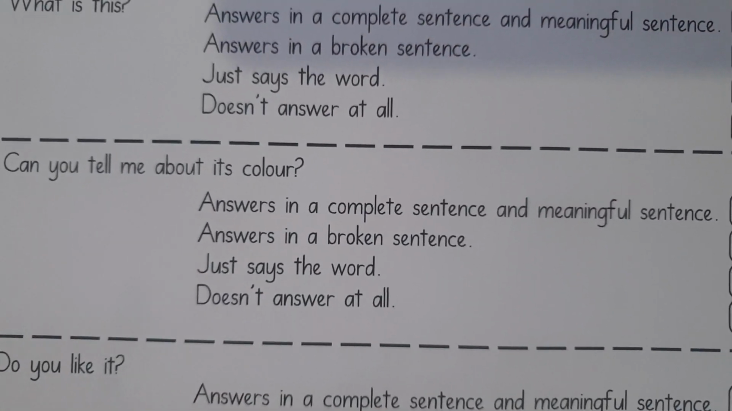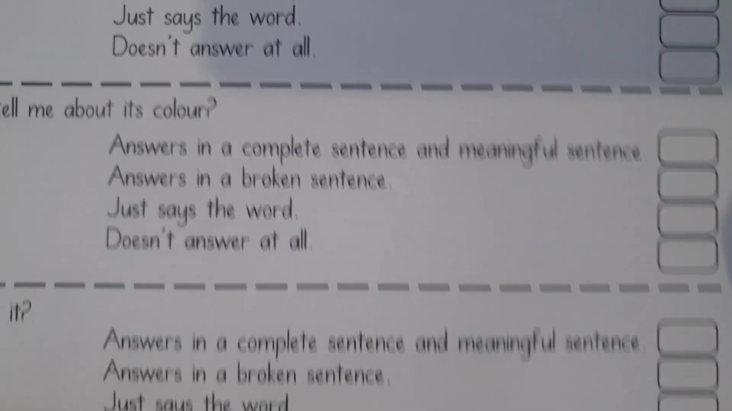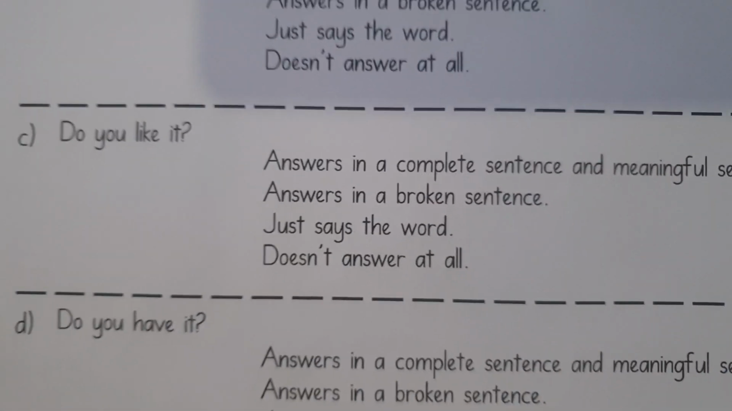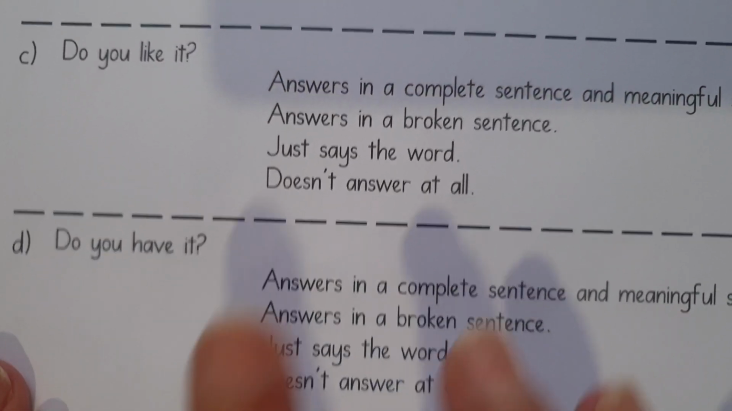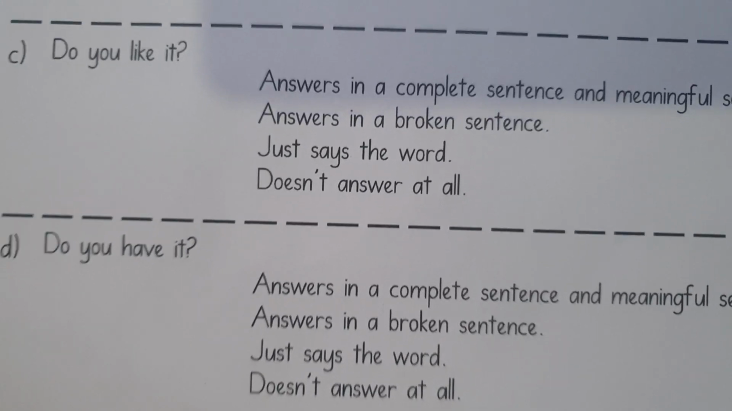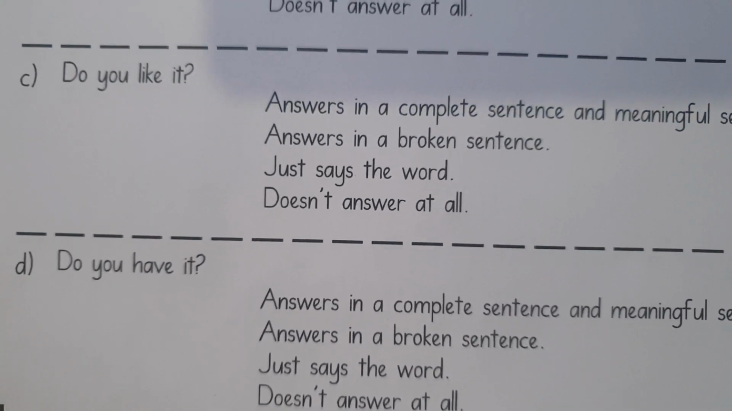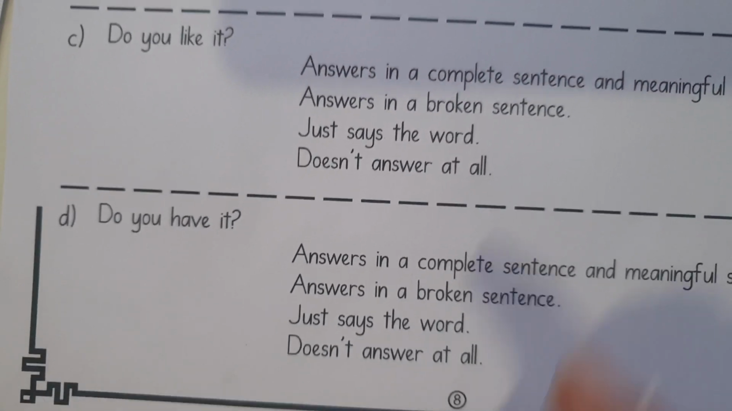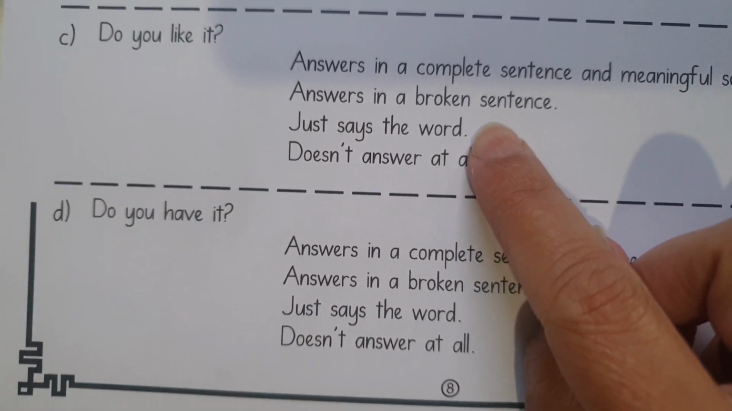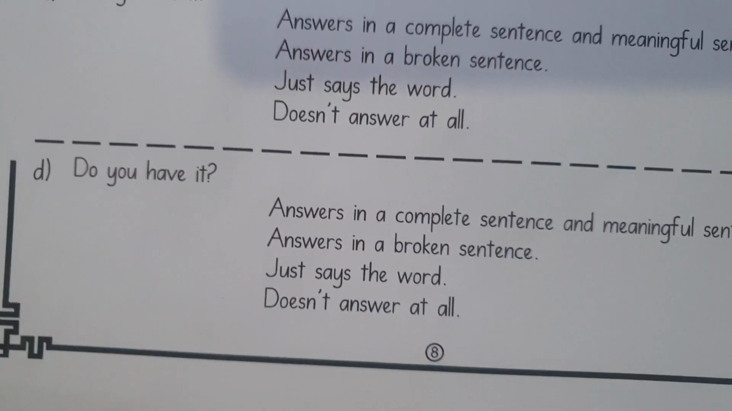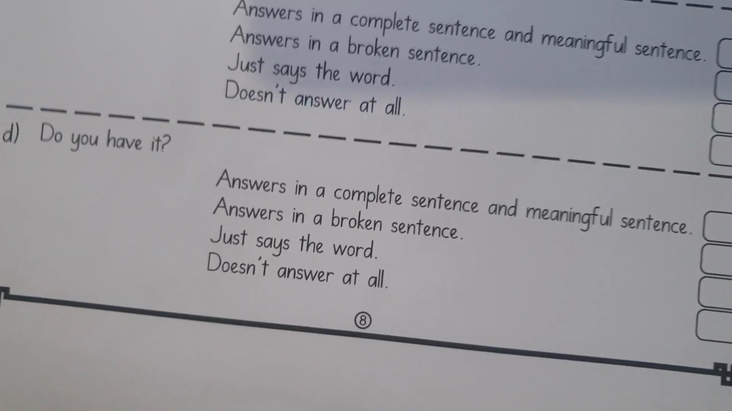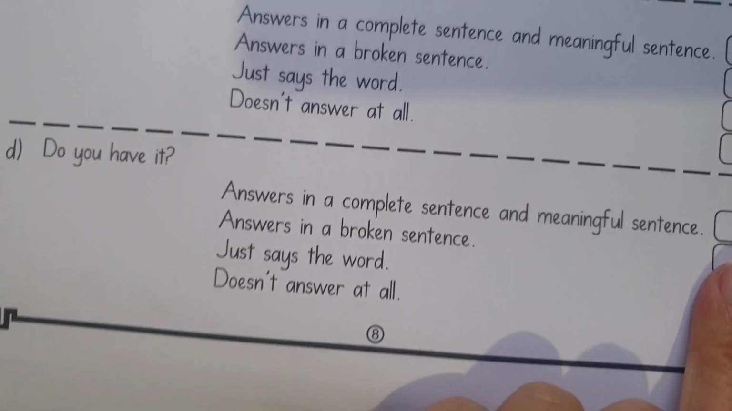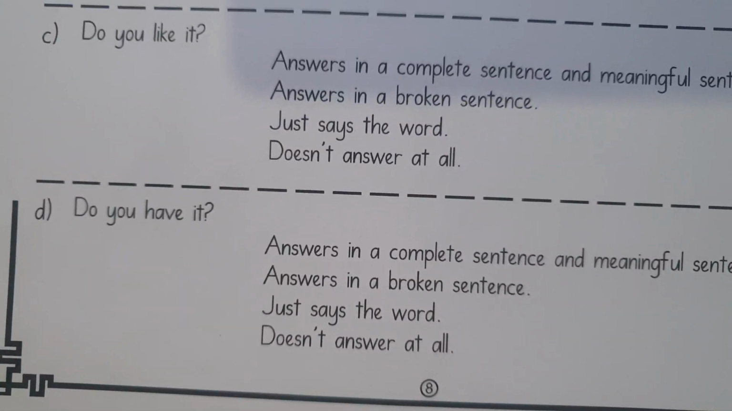Can you tell me about its color? They should be able to give the answer. Do you like it? They should be able to tell whether they like it or not. And do you have it? Do you like it? Yes, I like it is a complete answer. No, I don't like it is a complete answer. Yes or no is just a one word answer. Do you have it? Yes, I have it. And maybe some children are capable of saying, yes, I have it at home, right? So of course, you will tick that box.